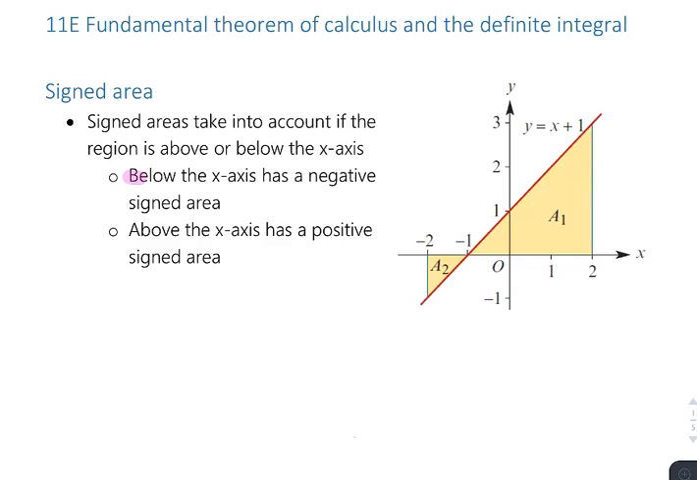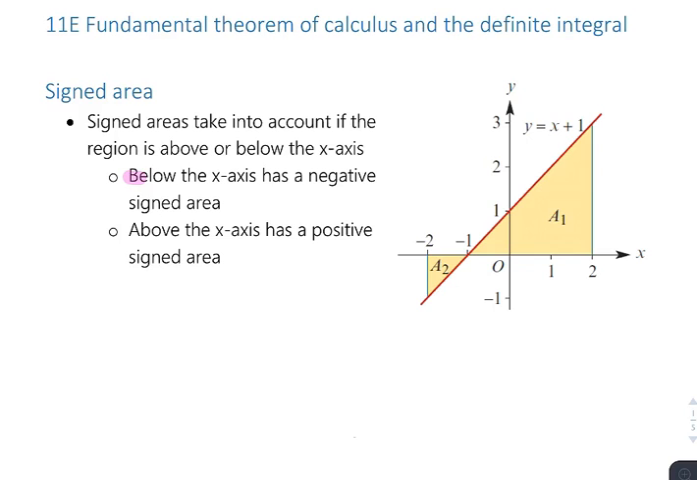11E is the fundamental theorem of calculus and the definite integral. We found the area under a curve using an approximate method, which was the rectangles. This section is now looking at finding the area underneath the curve to an exact degree. So it doesn't matter if it's a straight or linear line or a quadratic line or any sort of line. We can now find the area between that line and the x-axis.